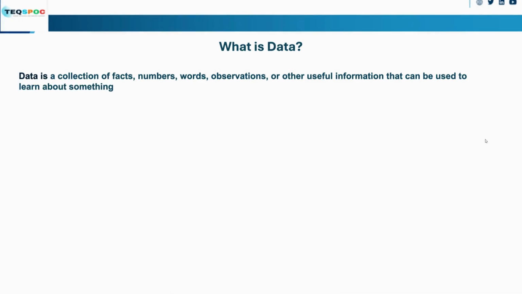Data is a collection of facts, numbers, words, observations, or other useful information that can be used to learn about something. Now, in the real-world industry, if anyone is trying to make a report or a dashboard, the first thing he would require is the data, out of which he can identify the attributes and get the fields and required columns to present in the report.